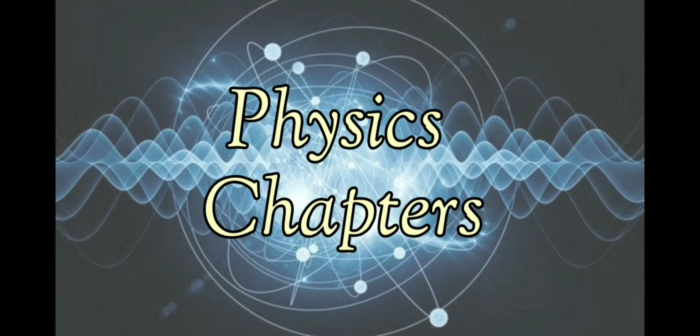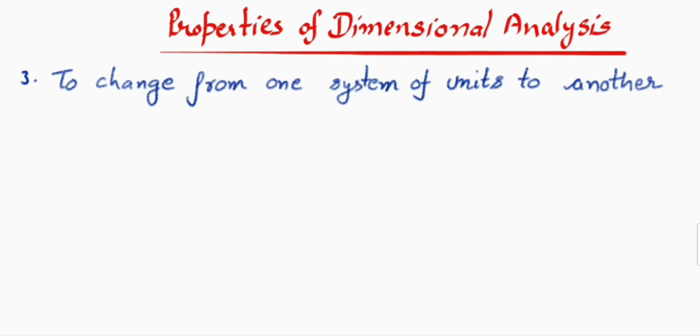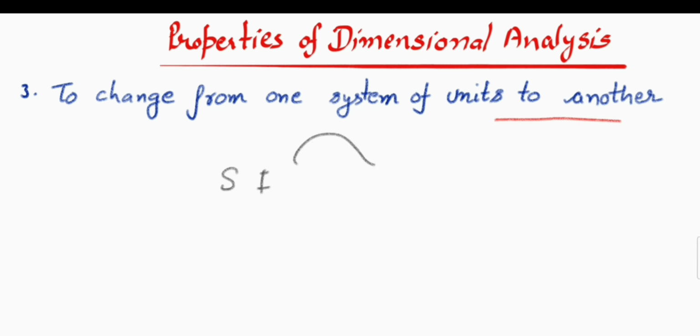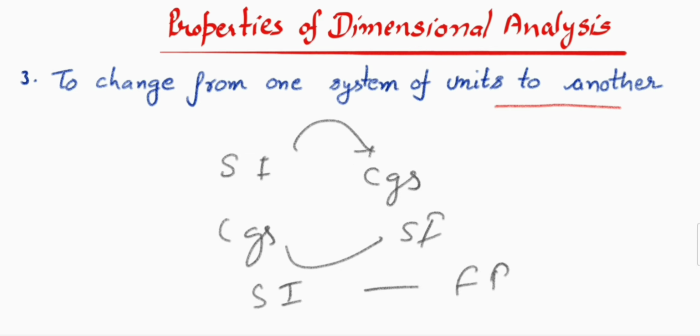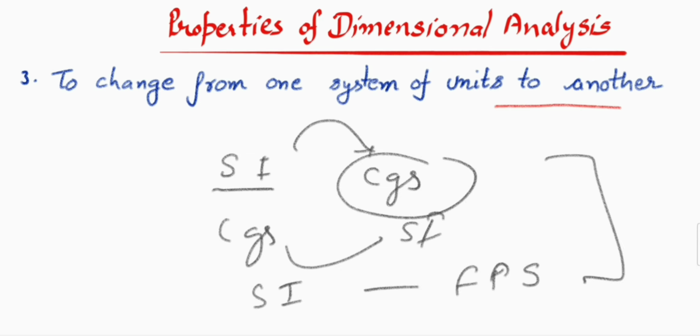Welcome to Physics Chapters. In this video, we will discuss the last property of dimensional analysis, which is to change one system of units to another system of units. So it means that we can use dimensional analysis to change SI system to CGS system, or CGS system to SI system, or SI system to FPS system. Let's see how we do this.